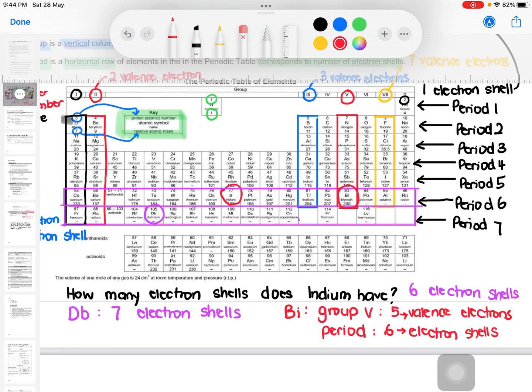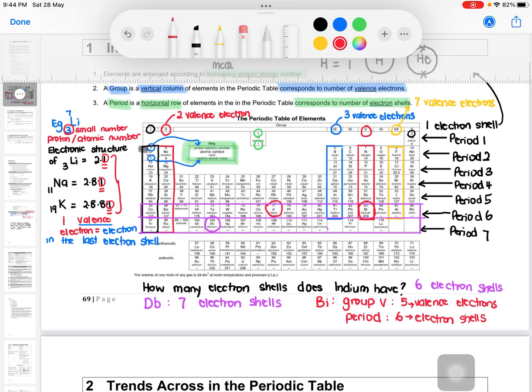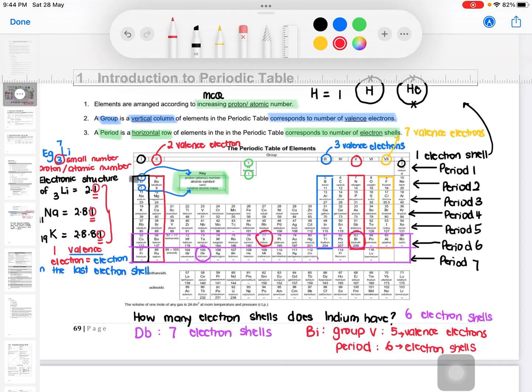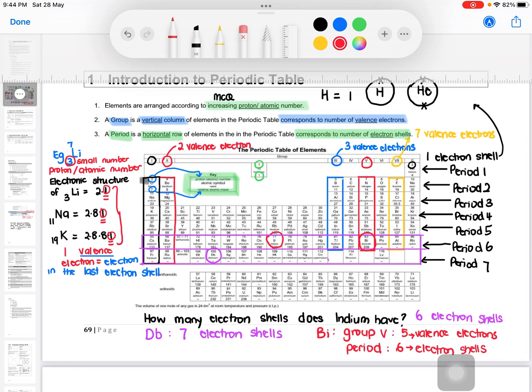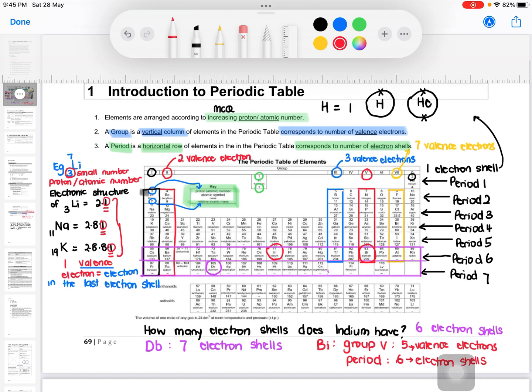Alright, so this is the information for the first part of the section on page 69. As and when you feel that you need more time to copy, please pause the video.